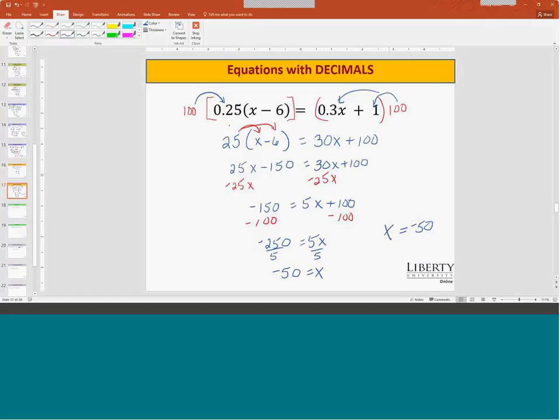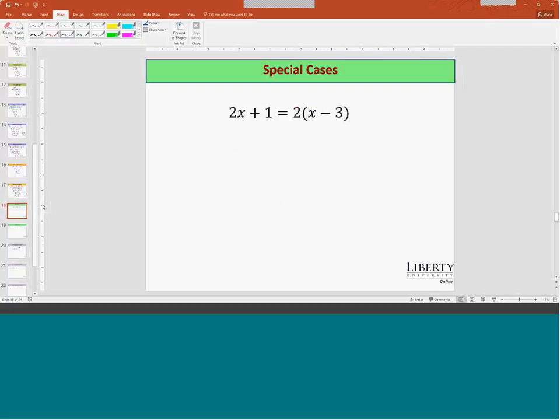You can get this answer whether you choose to eliminate the decimals or you just want to straight out go ahead and work with the decimals. You end up with x is equal to negative 50. Okay, now special cases. Now I'll show you here in a minute why this is a special case. Let's just start solving.